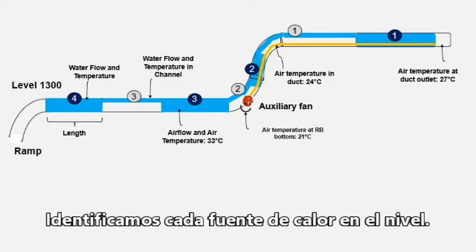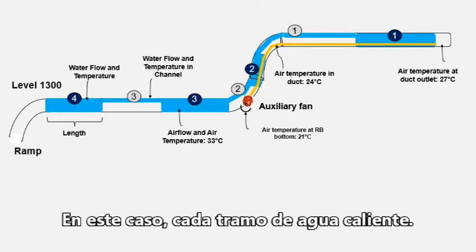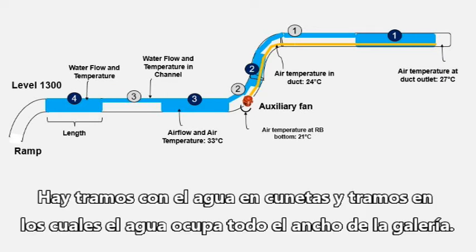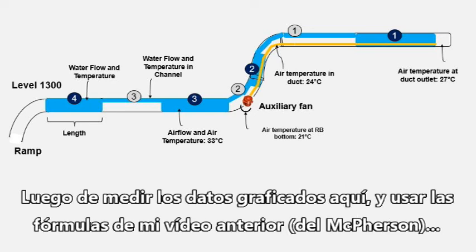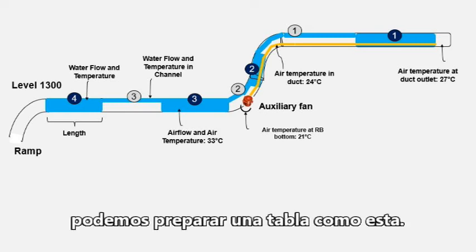We detect every heat source in the level. In this case, each section of hot water. There are sections composed of channeled water and water running uncontrolled through the whole width of the level. After measuring the data depicted in this graphic and using the formulas that I showed in my previous video, which were extracted from McPherson's book, we can prepare a table like this.